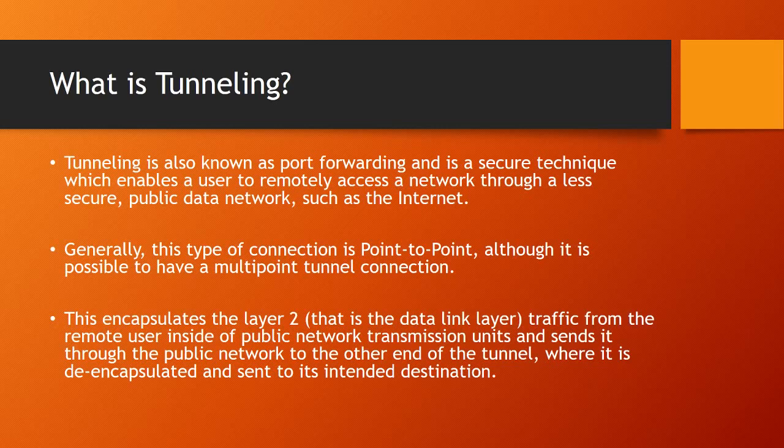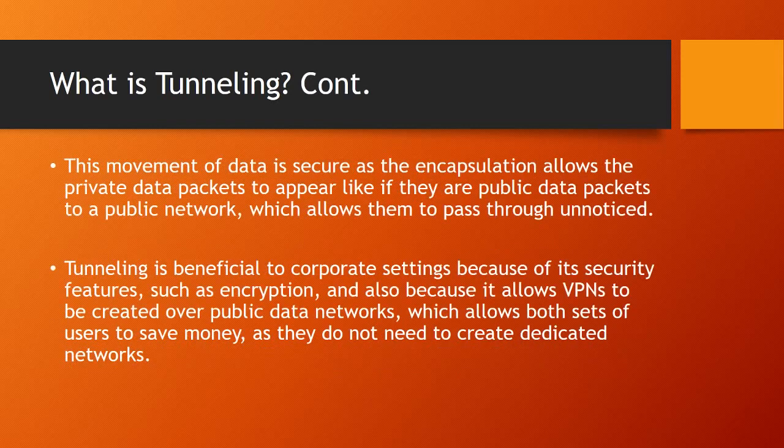This encapsulates the layer 2, that is the data link layer, traffic from the remote user inside of the public network transmission units, and sends it through the public network to the other end of the tunnel where it is de-encapsulated and sent to its intended destination. This movement of data is secure as the encapsulation allows the private data packets to appear like public data packets to a public network, which allows them to pass through unnoticed.